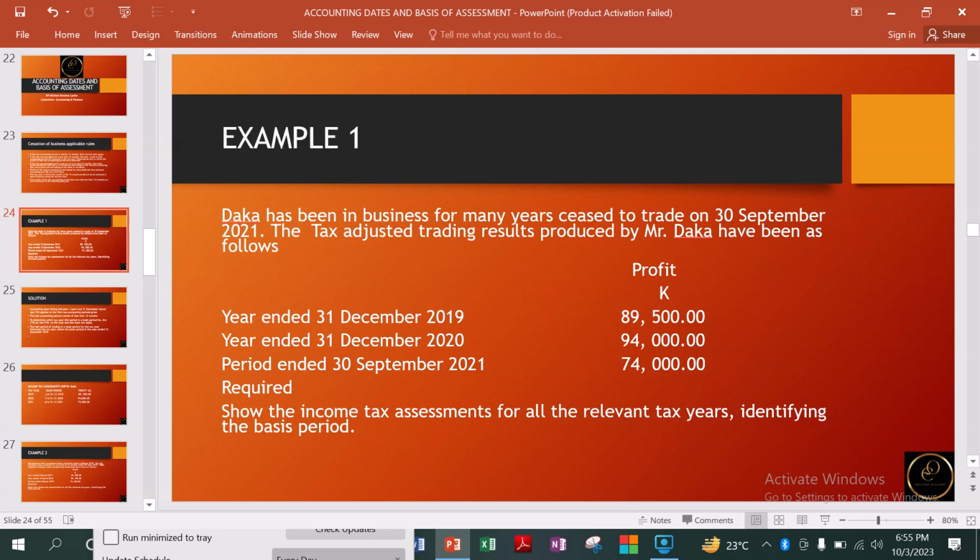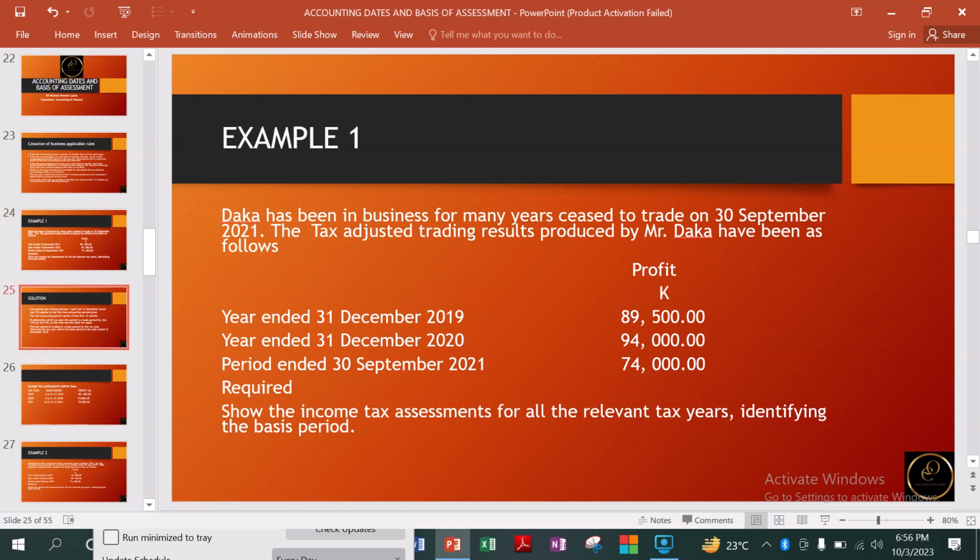So what is the task before us? We are supposed to show the income tax assessments for all the relevant tax years, identifying the basis period. So this is very critical. So let's look at a number of points that we need to consider springing out of this particular situation.